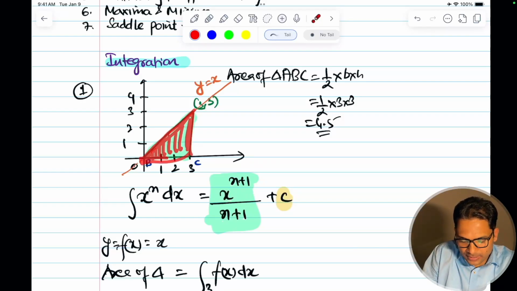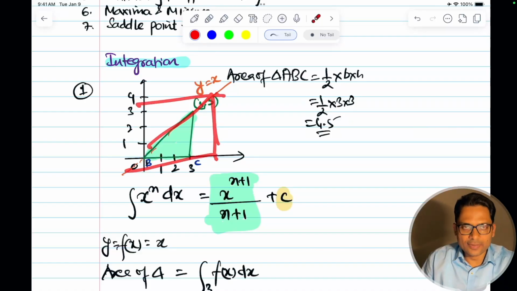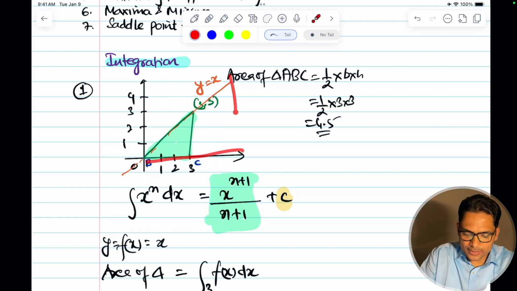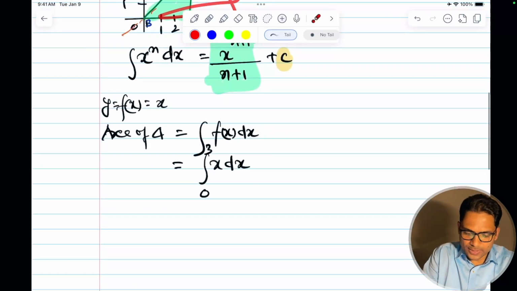So from here, this triangle is from 0 to 3. If it was 4, then this will be a bigger triangle. Right here the area will increase. You can just keep on increasing the area of the triangle like this, and I'll get the area of the triangle below this. Okay, so what will be the equation here?